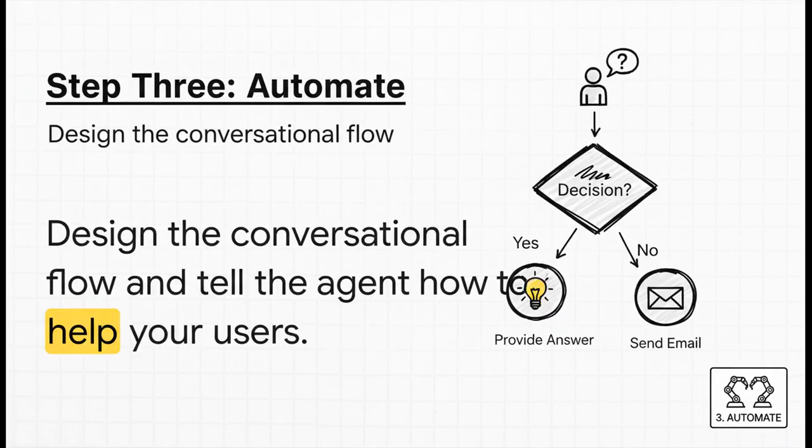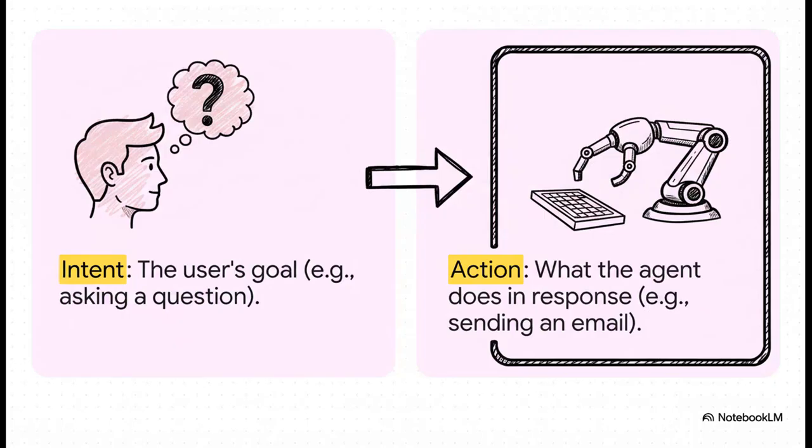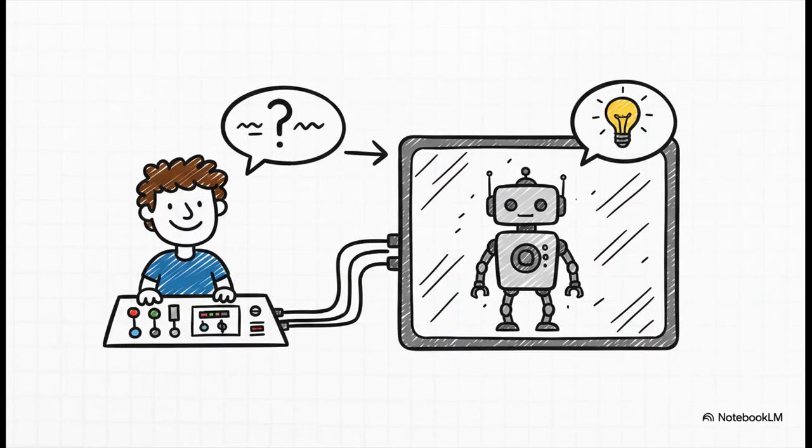All right, and that brings us to our final step in the build process. Step 3, automate. This is where you actually design the conversation and tell the agent how it's going to help people. The whole thing is built on 2 really simple ideas, intents and actions. An intent is just, what does the user want? Are they asking a question? An action is what the agent does next. Maybe it gives an answer, maybe it sends an email, or kicks off some other process. Simple as that.